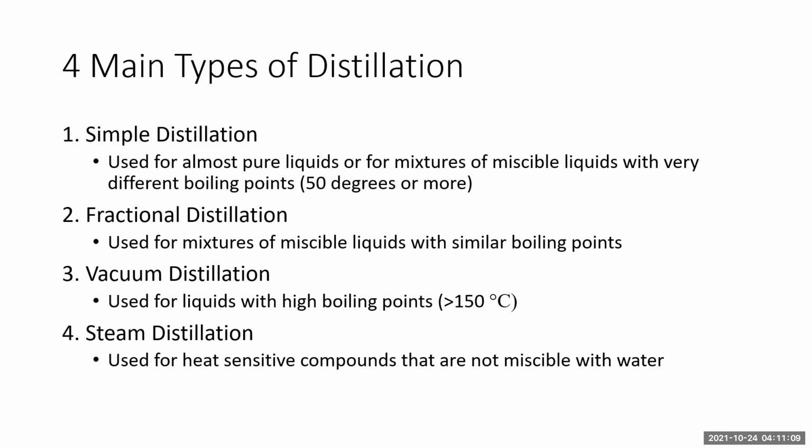Vacuum distillation is used for liquids with really high boiling points, like above 150 degrees Celsius. So in those cases, it becomes a little tedious to heat the distillate up past 150 degrees Celsius. And oftentimes compounds start to decompose at temperatures above that. So then it becomes necessary to lower the boiling point. And the way to do that is to use a vacuum.